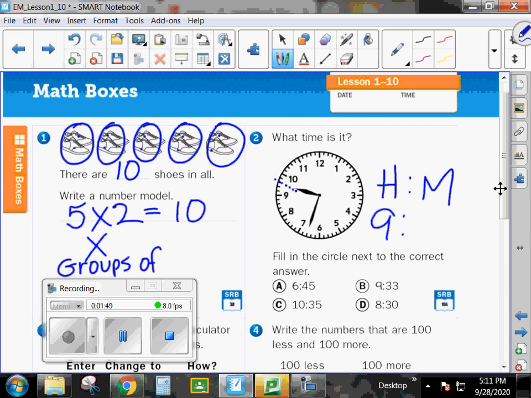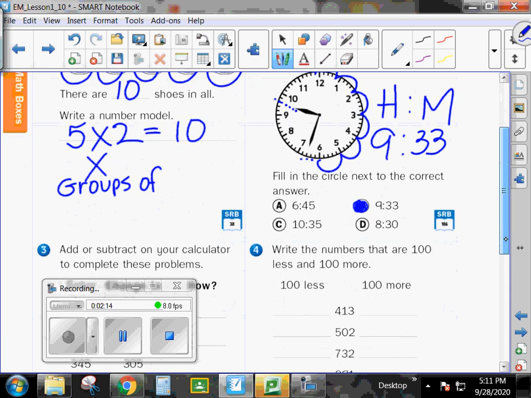Okay, big hand, count by 5s. When you're bigger, you can count by 5s, and you can even count those little dots in between. So when I count by 5s, 5, 10, 15, 20, 25, 30, and then I'm going to count these little dots in between. So 31, 32, and 33. So my time should be 9:33. So that's what you're going to shade in, letter B.